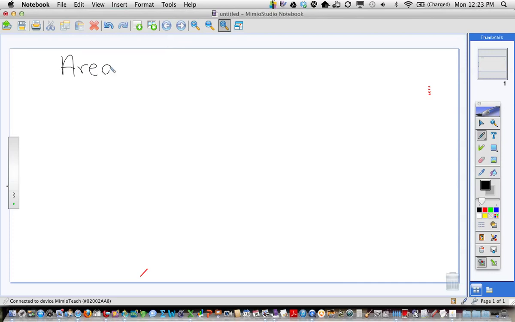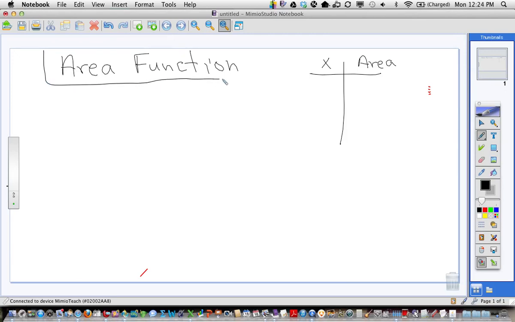The concept we're talking about is an area function. Now, this is very much like the slope function, where we say we have an x as our input and area is our output. That makes a function. We need an input and we need an output. For every input, there can only be one output, to be a function. And this was the notation for that.